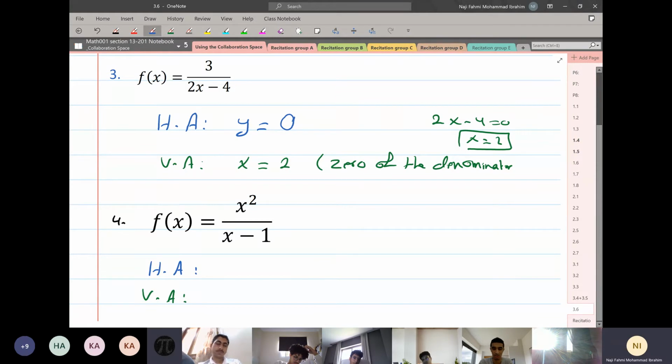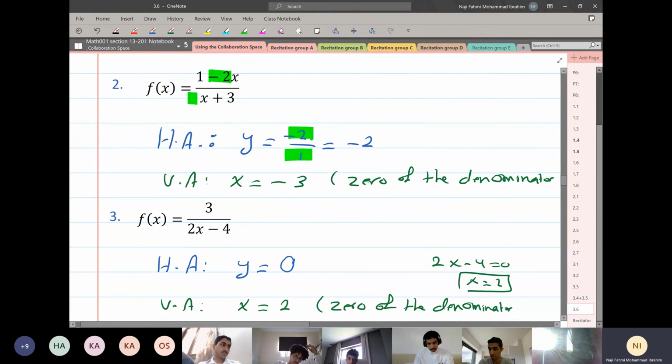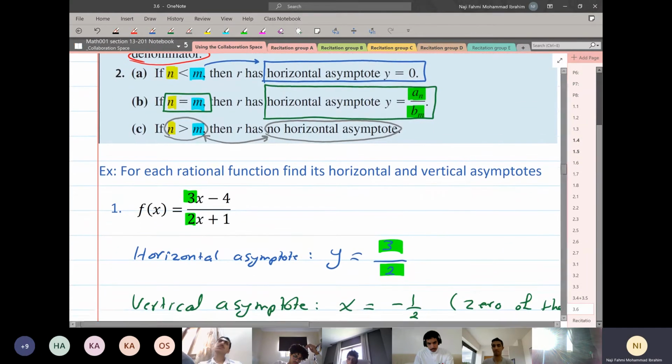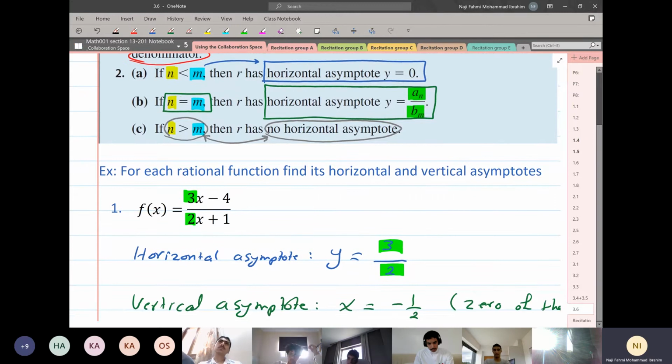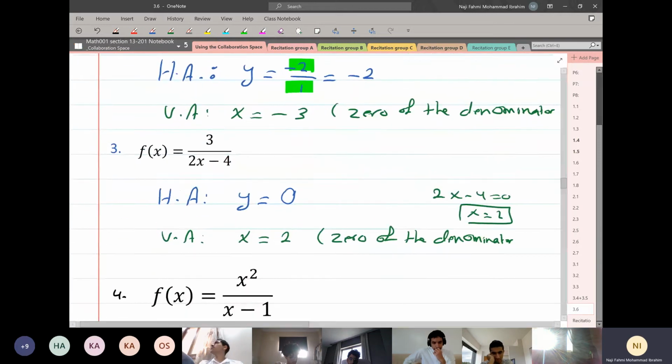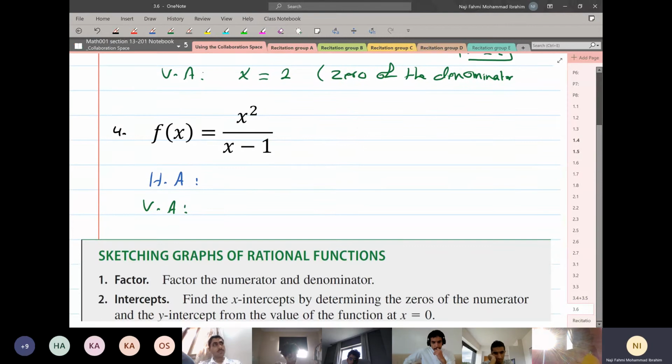The first or the second? Horizontal asymptote. I think one. Let's go and read the rule again. Read the last one, part C. If n is greater than m, then R has no horizontal asymptote. n is the degree of the numerator and m is the degree of the denominator. So here, do we have this case, that the numerator has a degree more than the denominator?